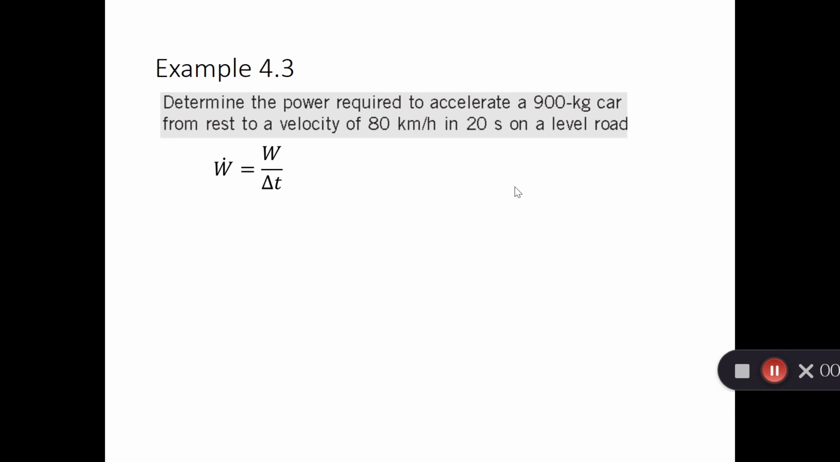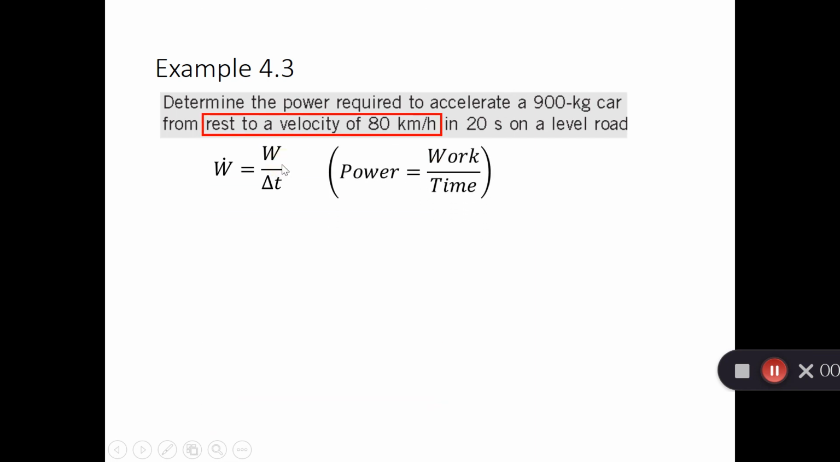So the equation for power, the simplest general equation: power is simply work divided by time. Let's just assume we don't know yet what this work is, so we just use this general equation. Work divided by time. Do you know the time? Yes, it's 20 seconds. Do you know the work? This is what we have to find out. The work depends on what process is happening.